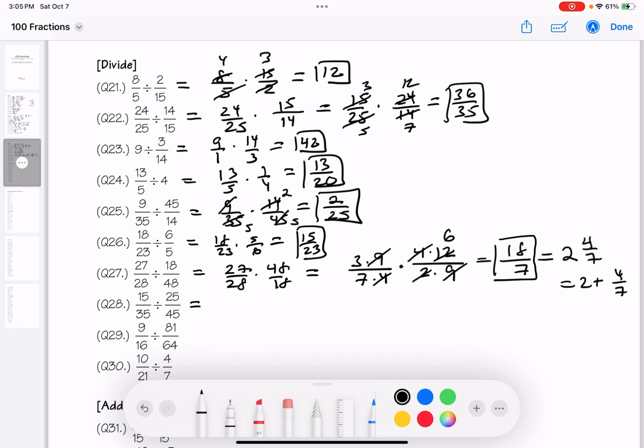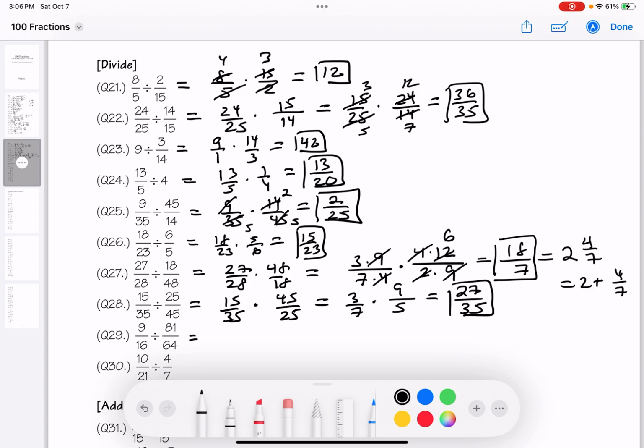Let's do the next one, which is 15 over 35 times 45 over 25. Now, by the way, there's an abundance of 5s in the problem. Let me just do it slowly. 15 over 35, I'm going to divide by 5. That would be 3 over 7. And 25 and 45 also have 5 in common, and that would give me 9 fifths. We're left with 27 over 35. And I'll put a box around that.